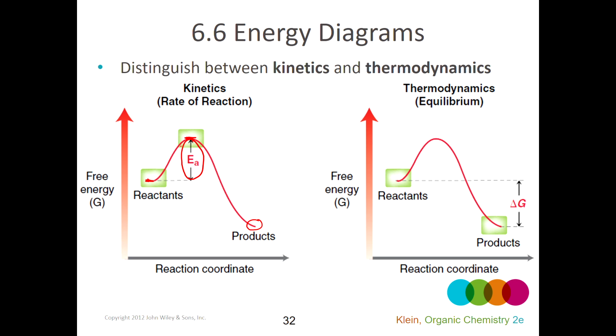How often the products will be produced here, it doesn't matter if the product is stable or even more stable, or if it's not very stable and its energy is up here. It doesn't matter. What matters is the energy of the reactants and the transition state, because once we get up there, the products will happen immediately. So that's the barrier we have to get past, and that's our concern when we're worried about kinetics, or how often the reaction will occur.